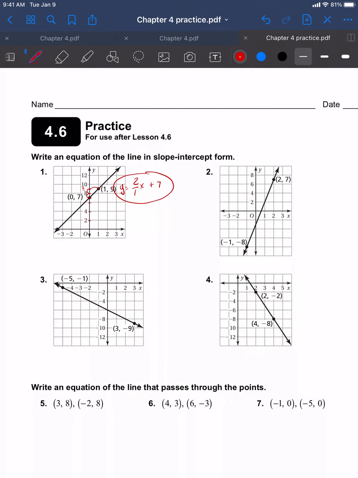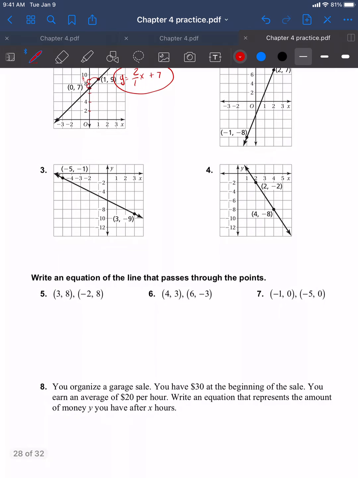Okay, so on 2, 3, and 4, all you have to do is follow your steps. Step number 1, find the y-intercept. Step number 2, go find another point. It looks like they were very gracious and gave you the other point already. Step number 3, go find the rise over the run. And the last step, make it look like an equation.